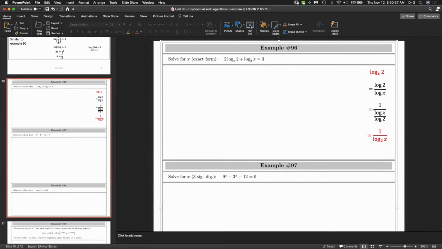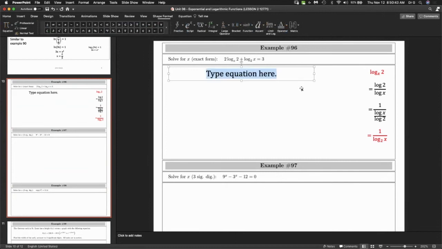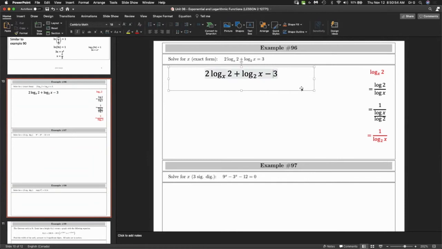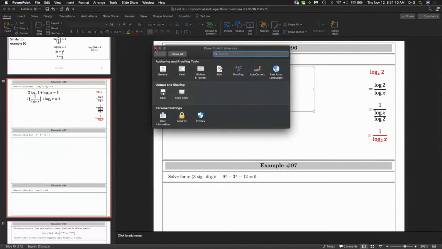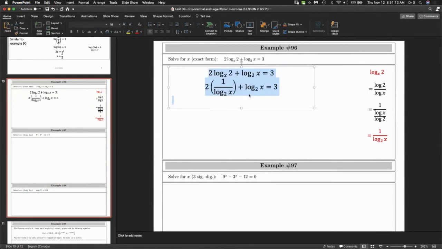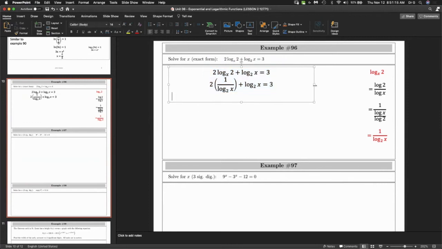Because what you can do is rewrite it so that it looks the same for both terms. So we would have 2 log base x of 2 plus log base 2 of x equals 3. And on the next line, we could replace this one here with 1 over log base 2 of x. You see that? It's a little weird, but it does something very magical.